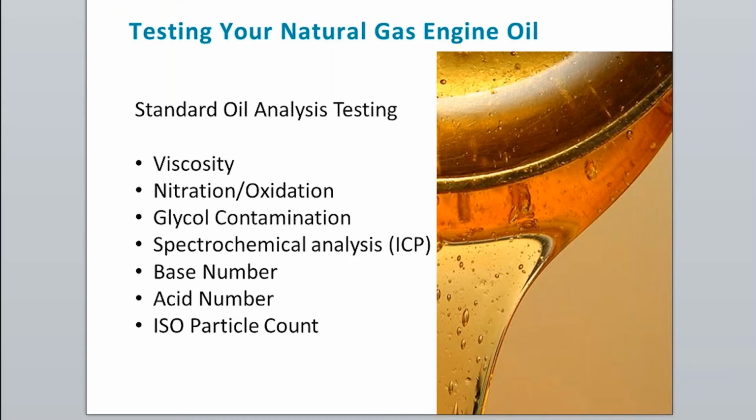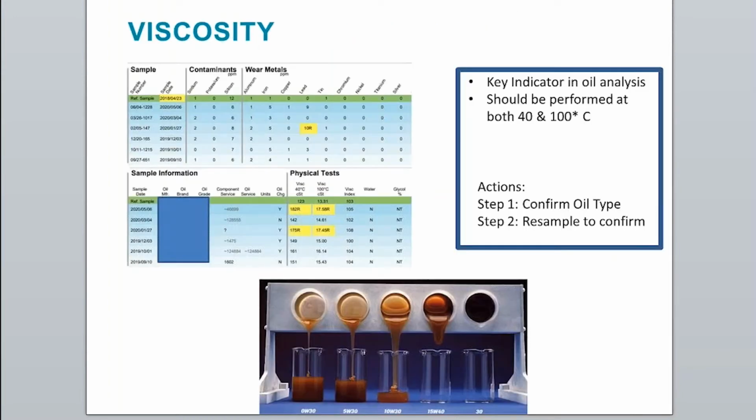Let's start with the first thing you should look at when reviewing your oil sample, namely the viscosity. The viscosity is a key indicator in your oil analysis. This test should ideally be performed at both 40 and 100 degrees Celsius. An increase in the viscosity can indicate conditions such as oil thickening, which can be an indicator of oxidation, nitration, increased contamination levels, or an increase in insolubles.